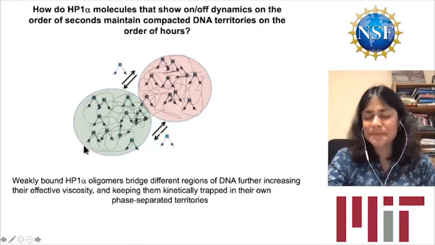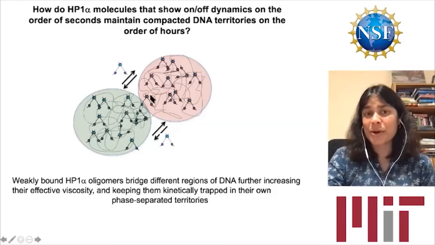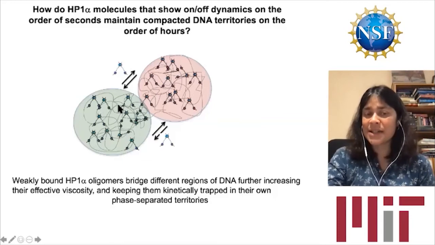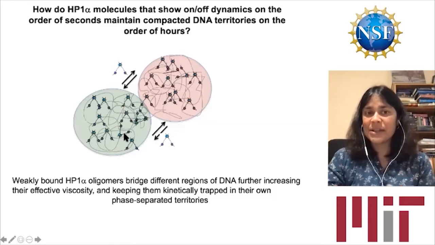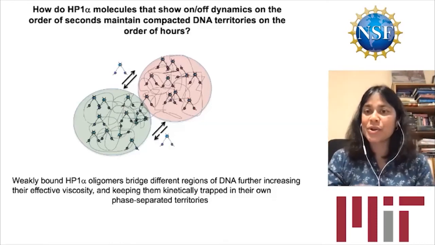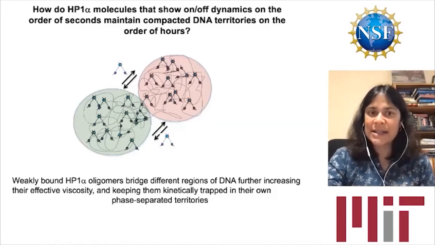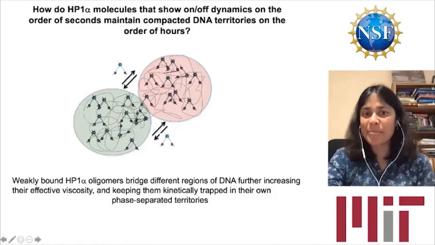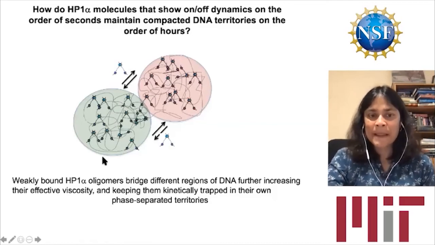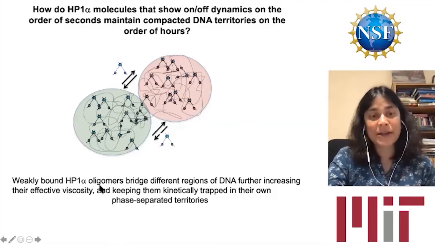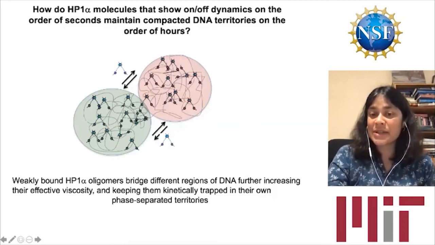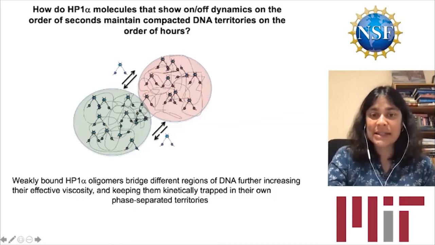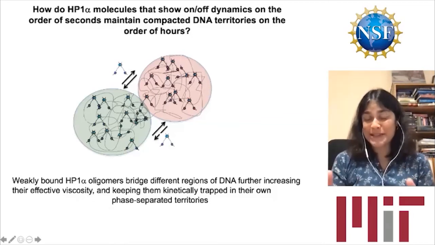So to think about this, you can imagine any individual HP1 molecule coming on and off on the order of seconds and exploring its surroundings and exchanging with the surroundings. But at any time, there will always be multiple HP1 molecules holding the DNA down and trapping it in a network of HP1 molecules, so that the entire DNA molecule cannot readily sample the solution space around it. Just to summarize, we think that weakly bound HP1 alpha oligomers bridge different regions of DNA, further increasing their effective viscosity and keeping them kinetically trapped in their own phase-separated territories.